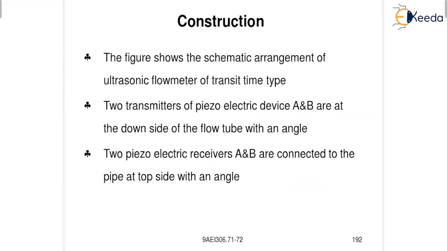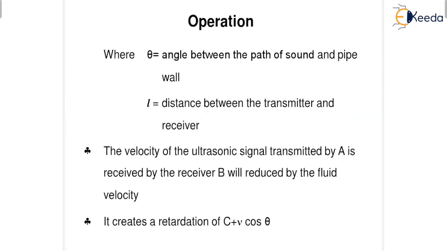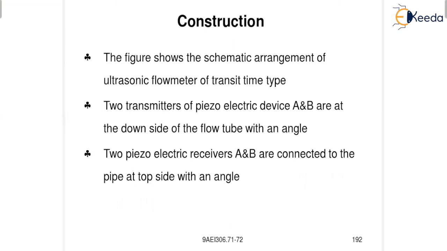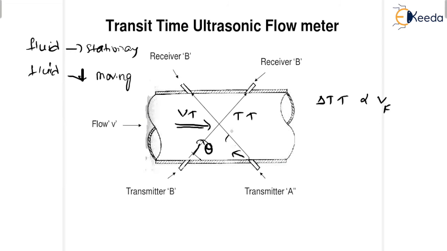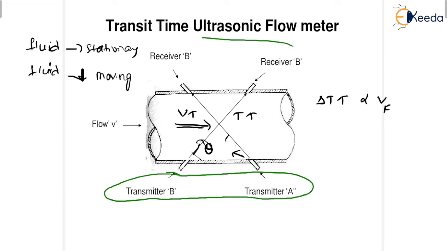Now I am going to the schematic diagram which I had shown, the arrangement of the ultrasonic flow meter. How I am going to tell you is very important, my dear students. Here two piezoelectric transmitters A and B are at the downside of the flow tube with an angle, and two piezoelectric transmitters A and B are connected to the pipe at the top side. I have connected two down and two up at a certain angle, my dear students.